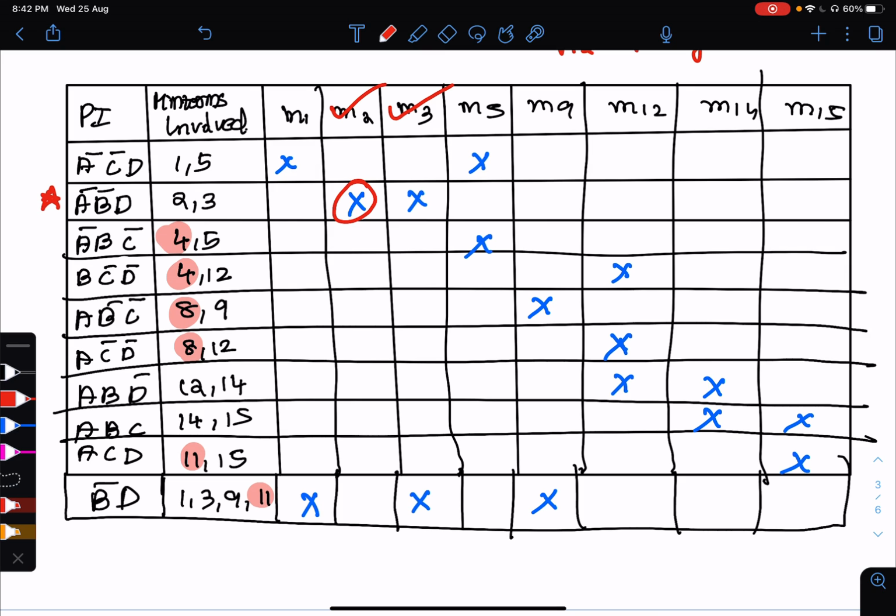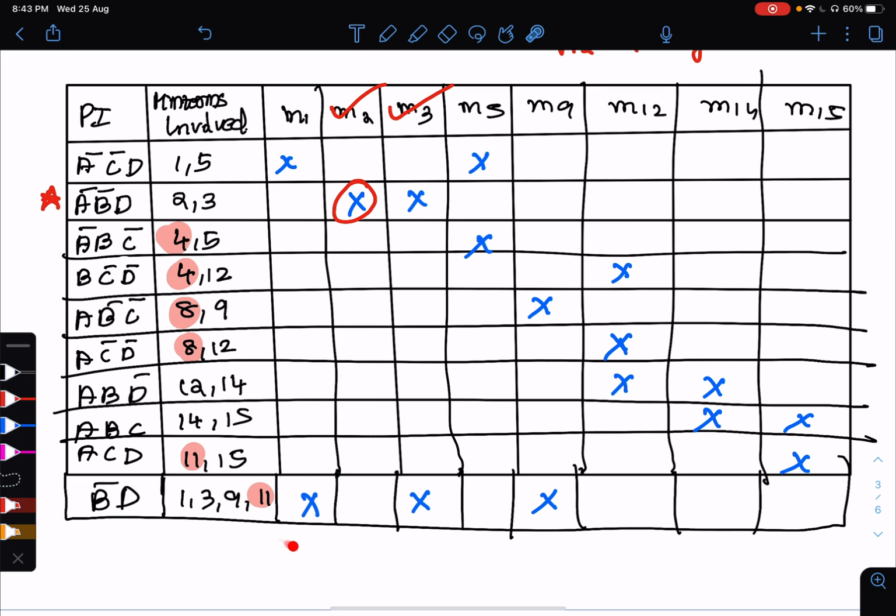So what will we be doing next? What is the next step? We go for column and row dominance. That is the next step you should follow, and that is what I will be explaining. So please take this row first.